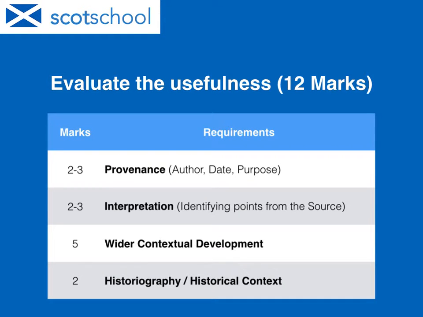Now remember, it's a 12-mark question split into 4 sections. The first section is 2 to 3 marks, and that's for provenance, identifying the author, the date, and the purpose of the text. The next 2 to 3 marks are for interpretation, trying to identify points from the source and pick out what the historian has said. The next 5 marks are for wider contextual development, trying to build upon what the historian has already pointed out, and the final 2 marks are for bringing in 2 more historians, and particularly their point of view on that issue.